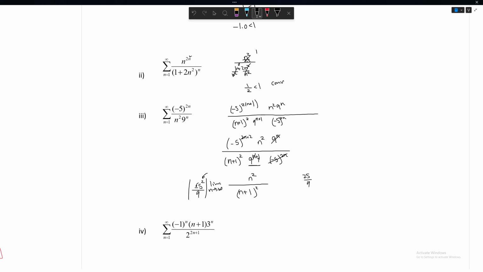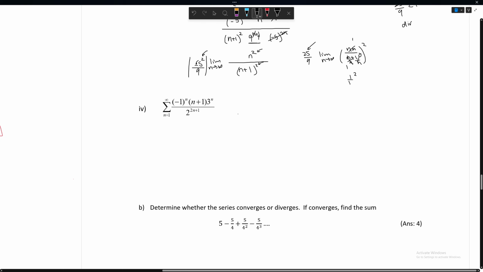I took my square root. And so what I get is the limit as n goes to infinity. Now you see this squared, I can rewrite this as n over n plus 1 all squared. Now divide by n, divide by n, divide by n. This goes to 1, this goes to 1. 1 over infinity, 0. That's 1 over 1 squared, which is just that. And now what I got here is 25 over 9. Is that less than 1? No. Therefore, diverges.